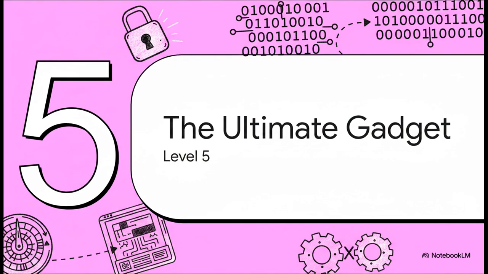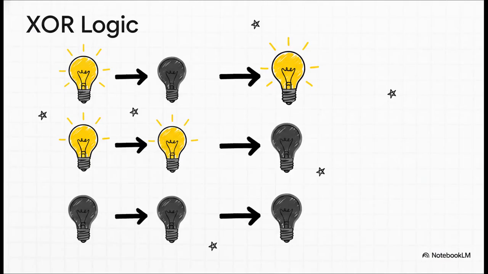Okay, level 5. This is it. The ultimate gadget, also known as XOR. Welcome to the big leagues. We're finally replacing that simple shift cipher with the ultimate cryptography tool, the XOR operator. XOR stands for exclusive OR, and in Python, we represent it using that little caret symbol. You know, the one that looks like a little hat.